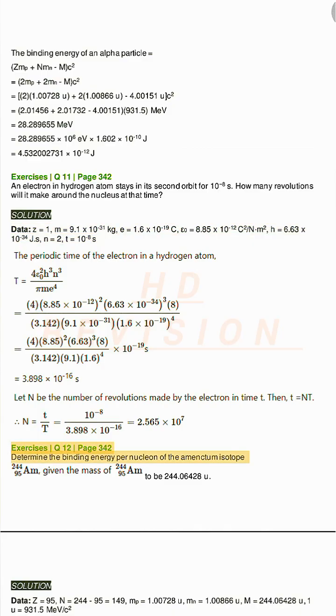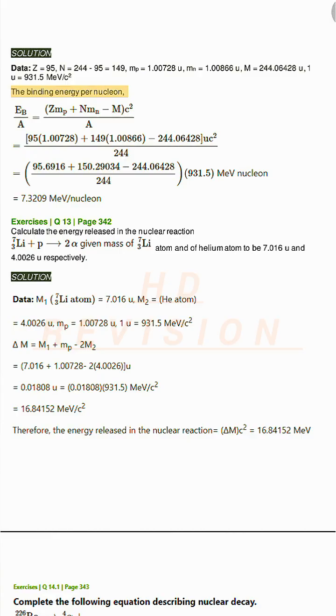Exercises Q12, page 342. Determine the binding energy per nucleon of the americium isotope of mass 244.06428 u. Solution. Data. Z equals 95, N equals 244 minus 95 equals 149, Mp equals 1.00728 u, Mn equals 1.00866 u, M equals 244.06428 u, 1 u equals 931.5 MeV/c². The binding energy per nucleon.